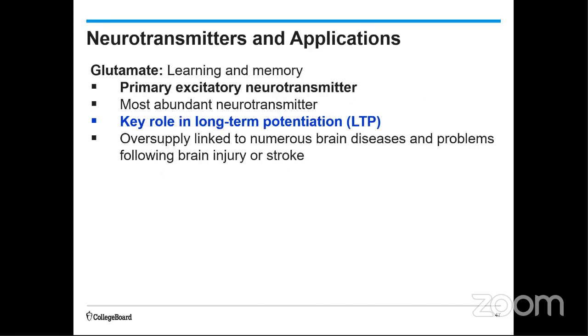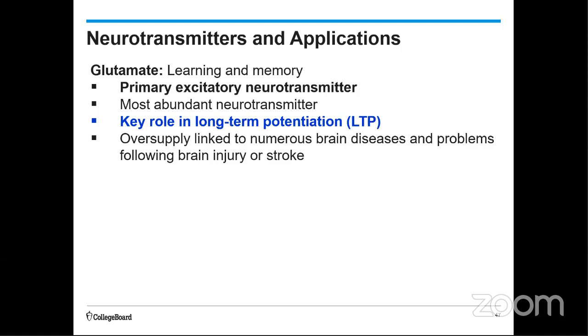First one is glutamate. Glutamate is the primary excitatory neurotransmitter, and it is the most abundant neurotransmitter. It's related to learning and memory, and specifically, it's related to a process called long-term potentiation, or LTP. And LTP is essentially the biological basis of learning or memory. It's this idea that a pattern of repeated neural firing strengthens neural pathways. You can think of that as synapses or synaptic connections. Neural connections are going to get strengthened by this repeated firing, and what that does is it creates a stronger memory or learning.